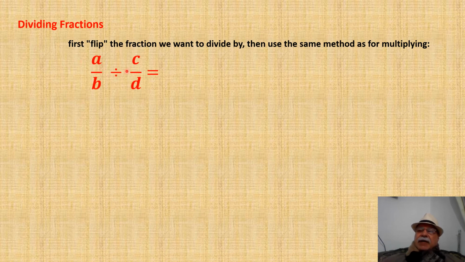We see this: A over B divided by C over D. By this rule, we change this to multiply and turn this fraction upside down to become D over C. The first fraction is kept the same, A over B. Divide is changed to multiply, and the fraction is turned upside down into D over C. Now we get the same rule as in multiplication, A times D over B times C.